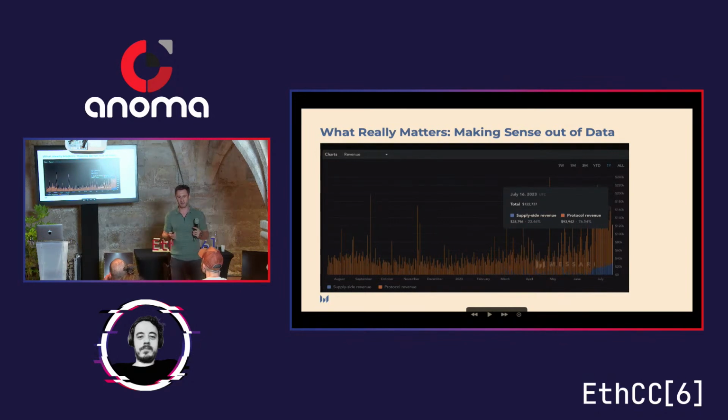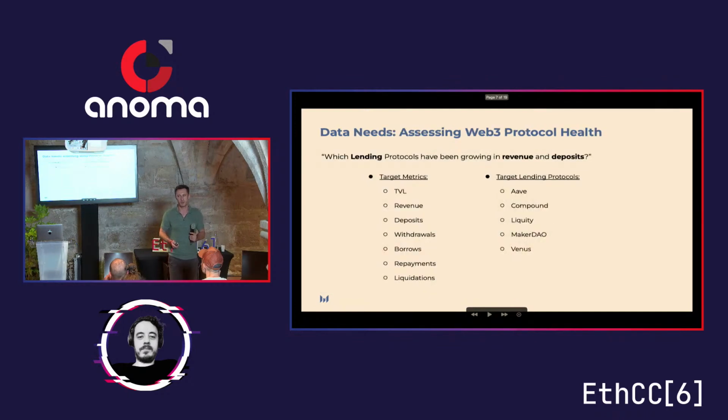When getting back to them and asking, okay, what do you actually need besides having metrics in isolation? After countless conversations, we come up with a list of requirements, such as a list of target protocols that they are looking at. Normally, let's say we take lending protocols and look at which of them have growing revenue and deposits. So then I ask Jimmy again, why aren't you able to do this today?